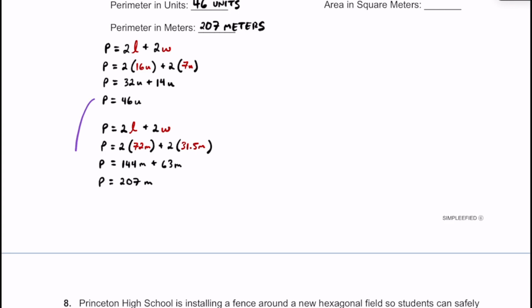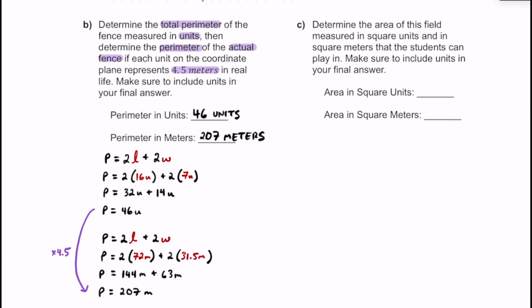Now, a shortcut you could have done as well is you could have taken this 46 here and just multiplied this by 4.5 because this is in 1 dimension. So you can go ahead and just do that as well, and that'll get you that 207, just in case you wanted to use that method instead. All right, let's take a look at part C.